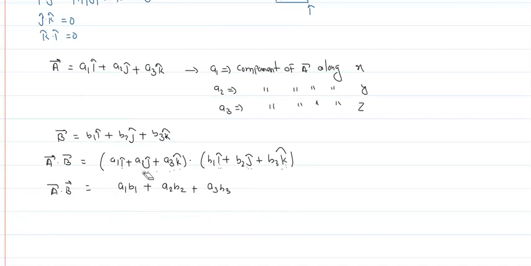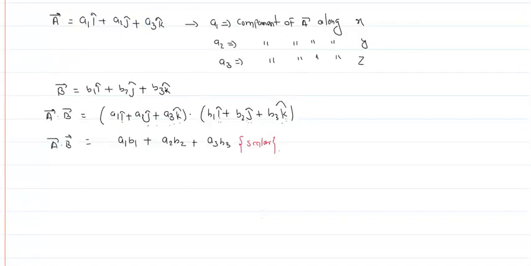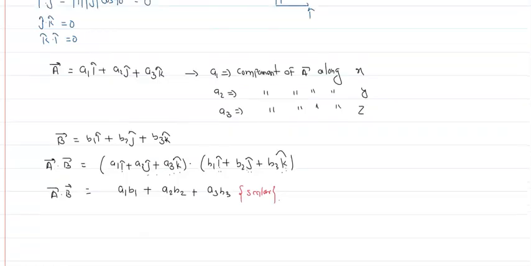You can see what is the value. Is this a vector or a scalar? It has no i cap, j cap, k cap. So it is a scalar. That's why it's called a scalar product. Is it fine? Everything fine?